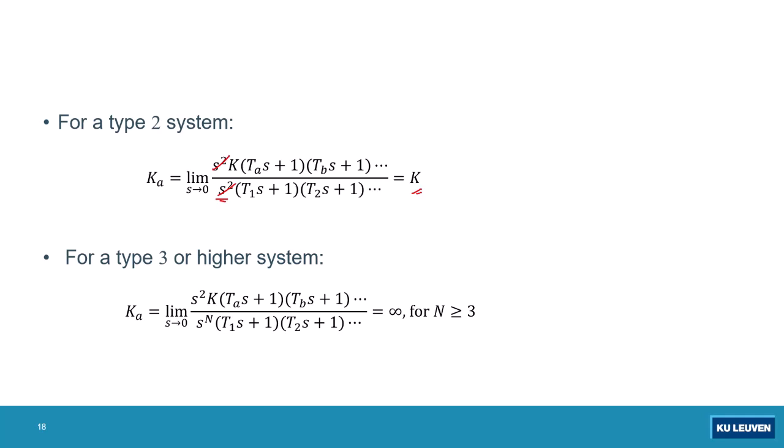But then for type 3 or higher system, similar like what we did before, because we have more than 2 poles that are equal to 0, at the end the static acceleration error constant will be equal to infinite. Those are the values of Ka for different type numbers.